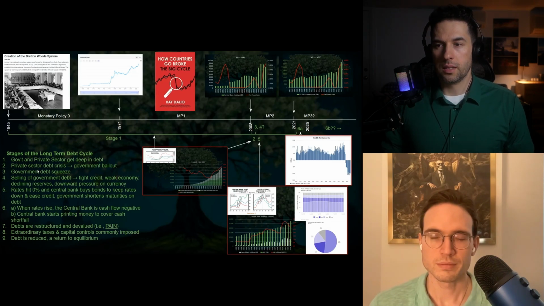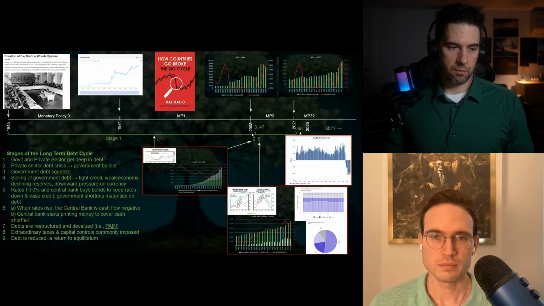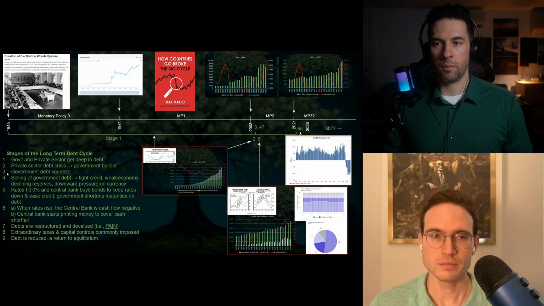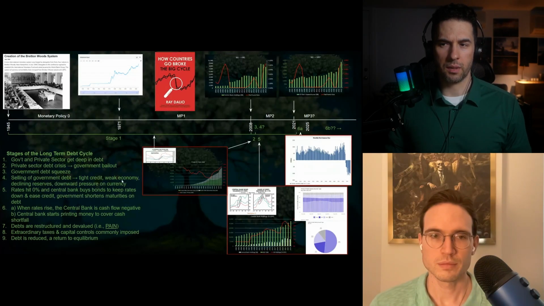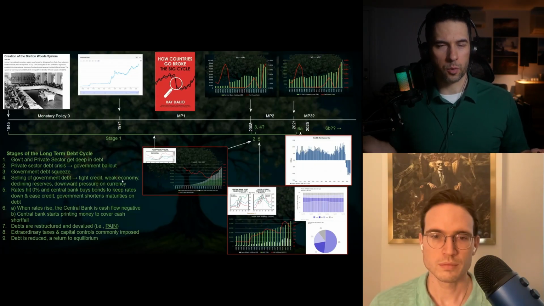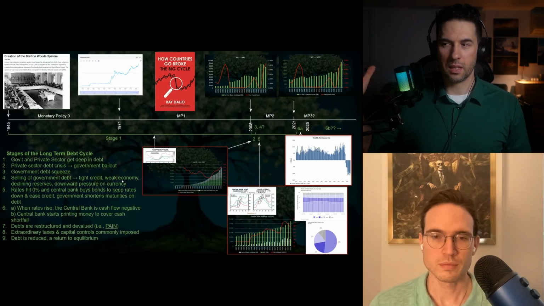So then stage 2, there is a private sector debt crisis and a government bailout. So I'm going to say, okay, let's call that 2008. Debt crisis and bailout. Then 3 and 4, they start talking about a government debt squeeze and a selling of government debt, tight credit, weak economy. So far, this is also, I guess, 2008. But then they start talking about declining reserves and downward pressure on the currency, and this is maybe steps 3 and 4.